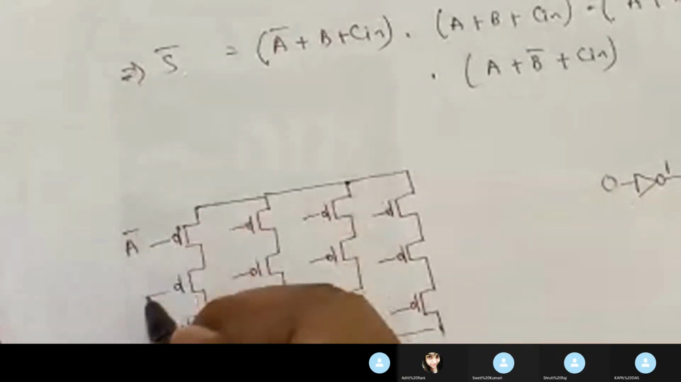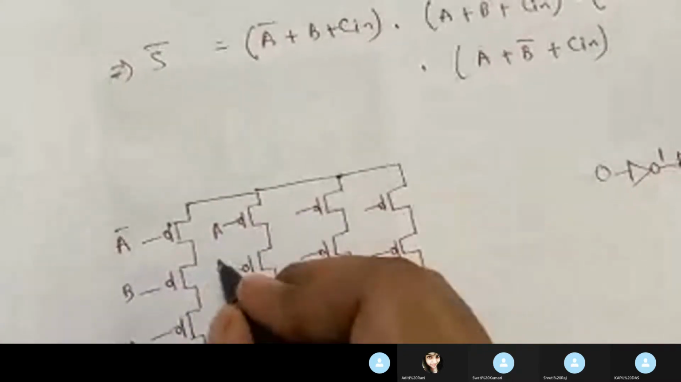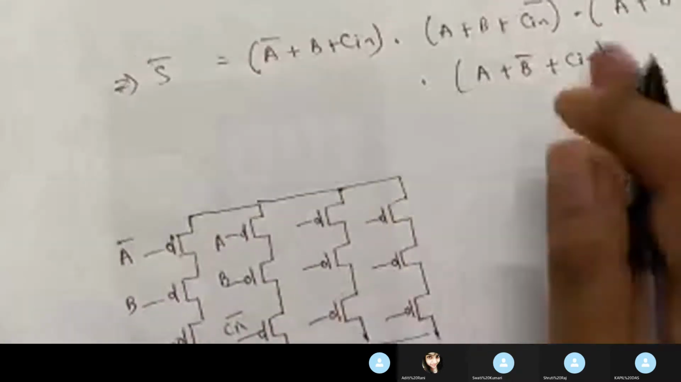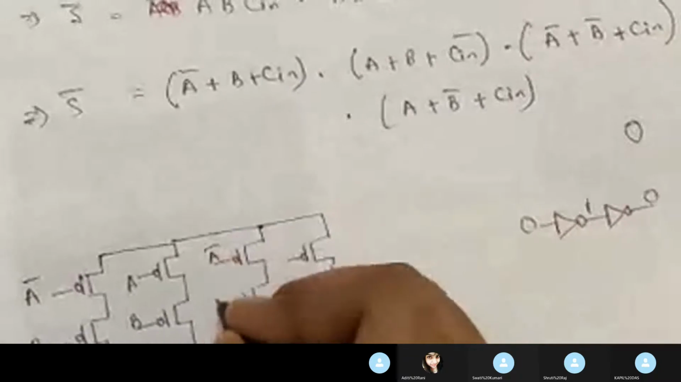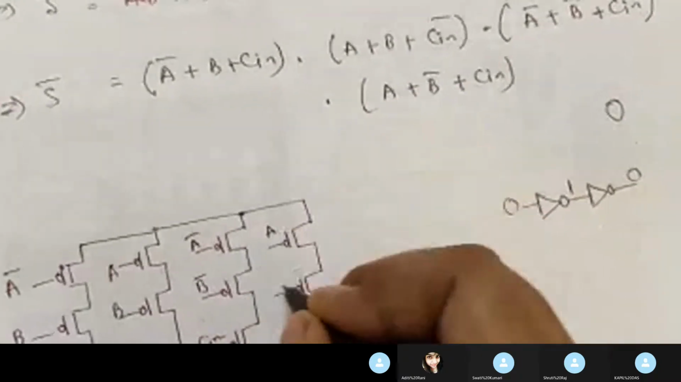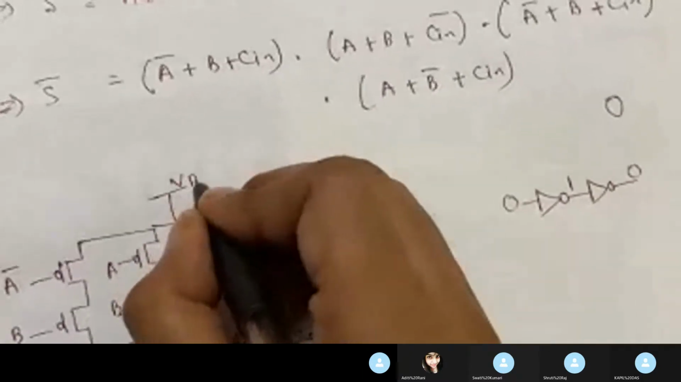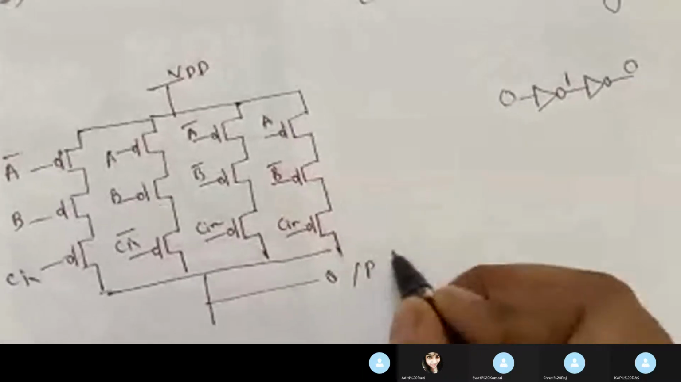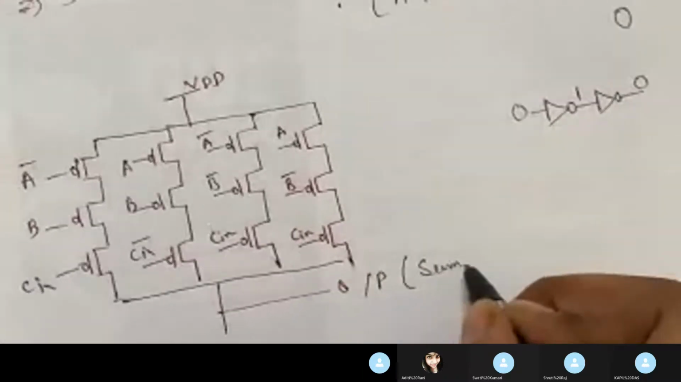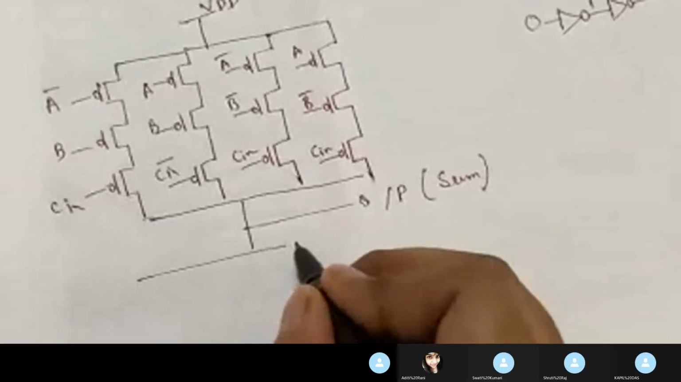so A bar B C in, A B C in bar. Next A bar B bar C in. Last is my A B bar C in. This is my VDD. Here is my output. Output means sum. So for the pull down network, what it will be like?